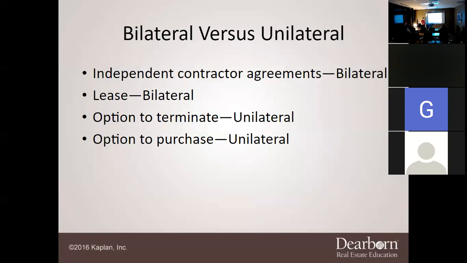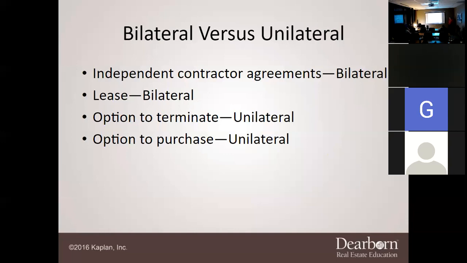Either Mr. Grossman or Mr. Stahl, option to terminate. So there's only one party. Who could that be? It would be the same for both of those. It could be either party, but which one is it most of the time?